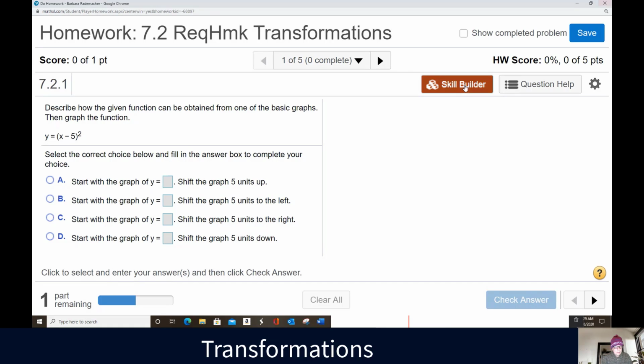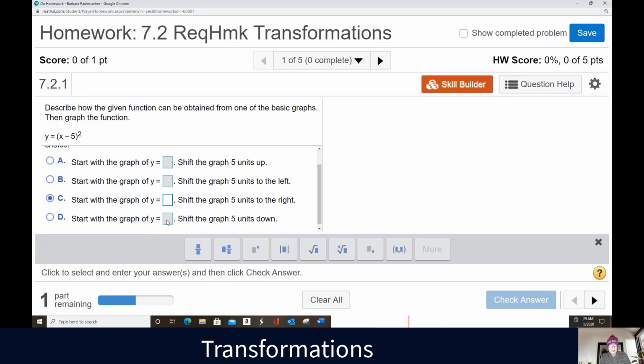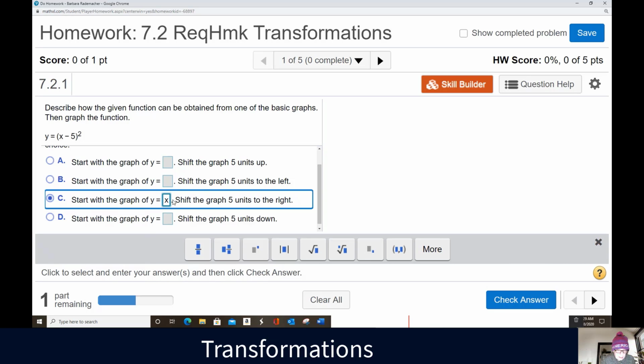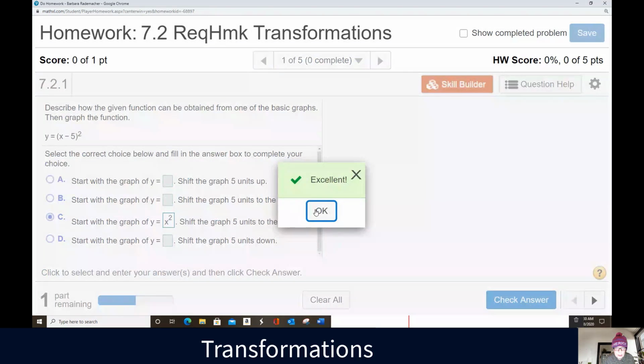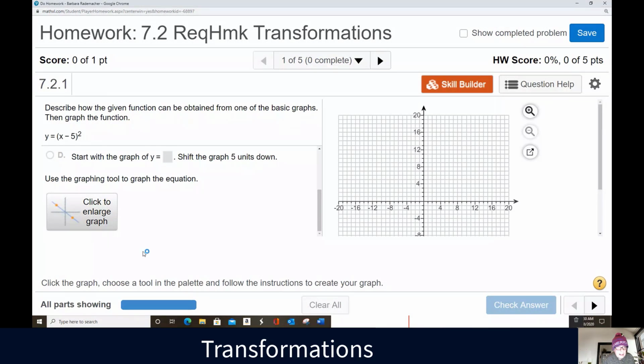Okay, let's do this thing. I'm going to say the answer is C, 5 units to the right. So, in here, I'm going to put x squared, and then shift the graph 5 units to the right. So I've got to check my answer. And it says yes. Now I have to graph it.